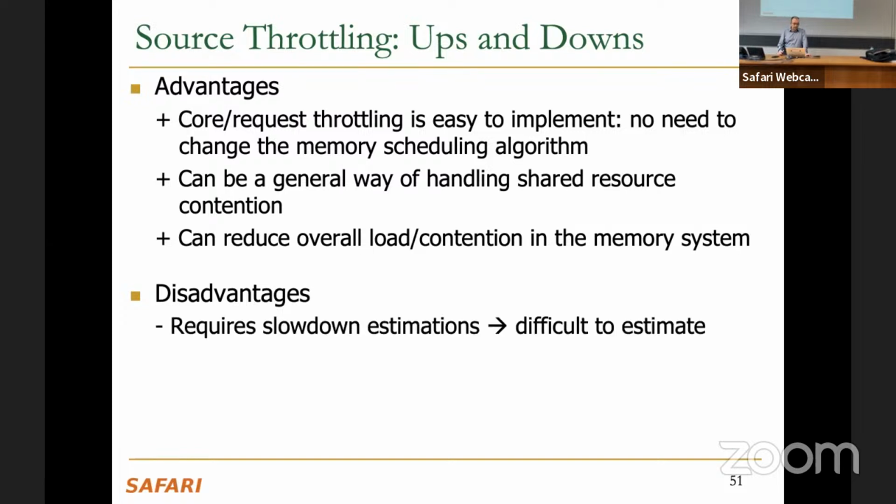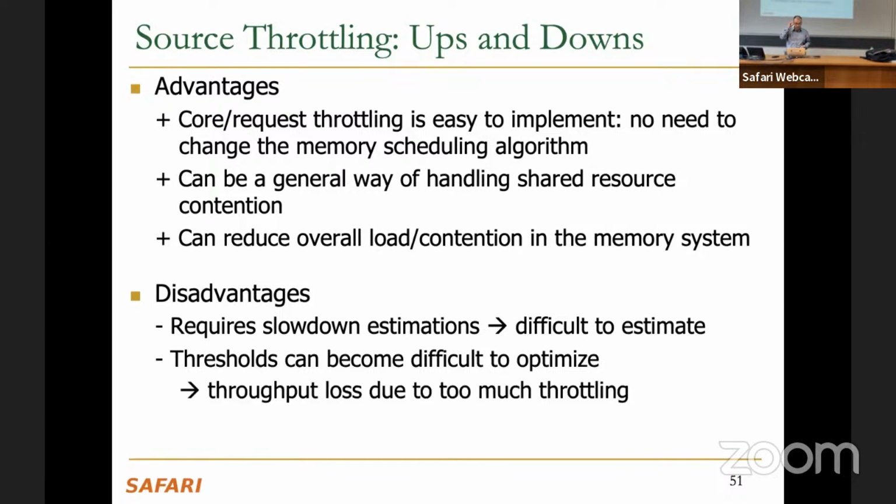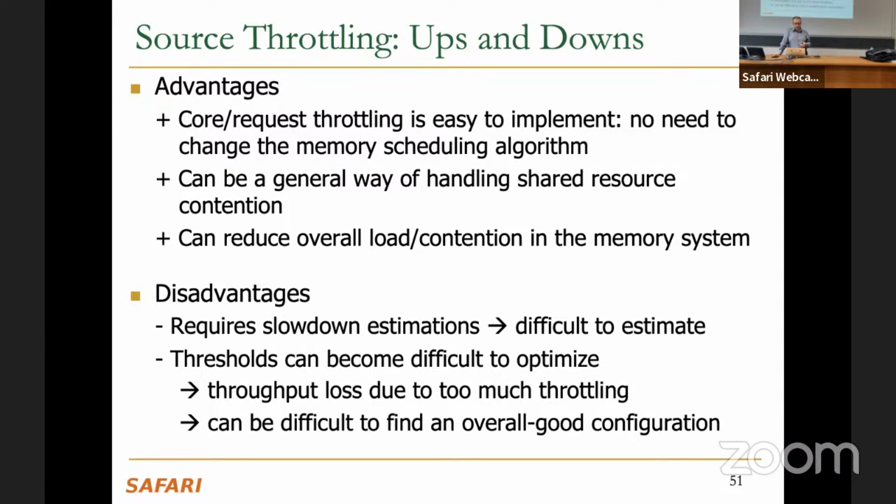But of course, there are some disadvantages. It requires slowdown estimations, which are difficult to make, and sometimes not accurate. Thresholds can become difficult to optimize, so how do you tune your threshold, essentially? It can cause throughput loss due to too much throttling, for example. And it can be difficult to find an overall good configuration when doing source throttling. Makes sense, right?